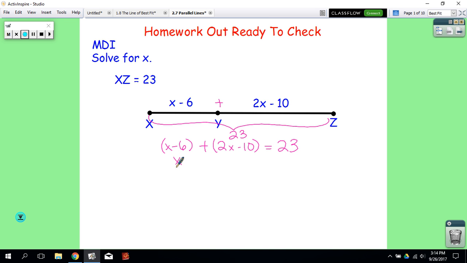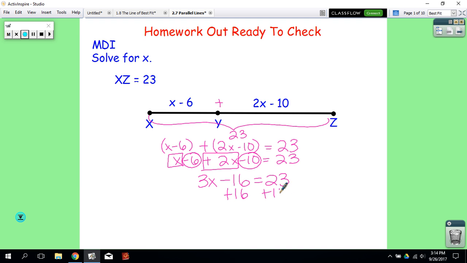And again, we don't really need to write this with parentheses, but I just want you to see one segment plus another segment equals the whole thing. First, you want to start off by combining like terms. So x plus 2x is 3x, and we have a negative 6 and a negative 10, which is a negative 16, equal to 23. So we add 16 to both sides.